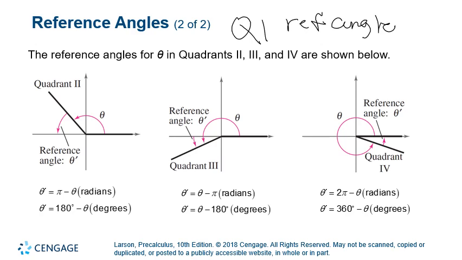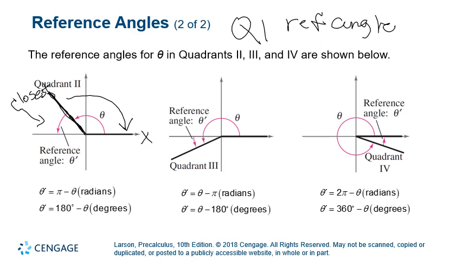Now in quadrant 2, you can see that you have a terminal side here, somewhere in the second quadrant. So the reference angle is going to be this distance to the horizontal axis or to the x-axis. But we don't want this reference angle. We want the closest angle. So for example, if this were 160, then the reference angle would be 180 minus 160, or 20.